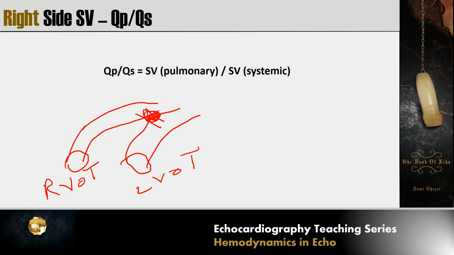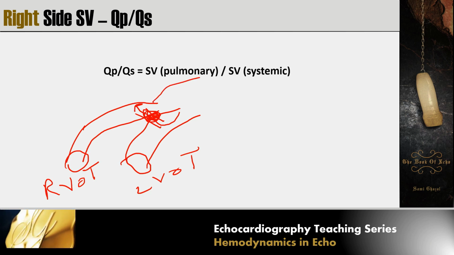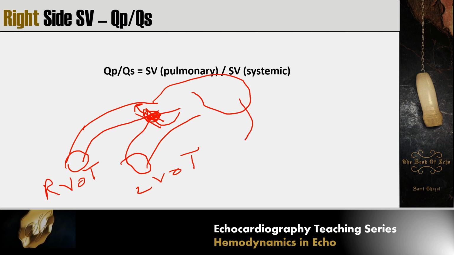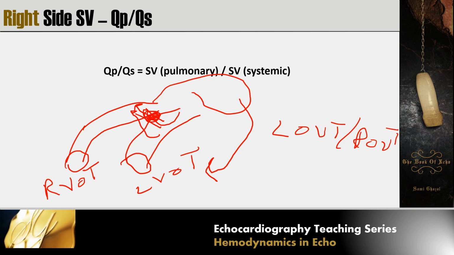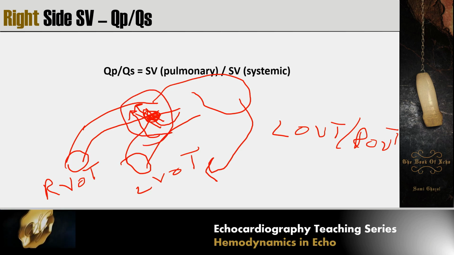So excess blood will shunt from the left side to the right side. It will go to the lungs, and from the lungs it will reach back to the LV. So now you will have more blood leaving the LVOT than leaving the RVOT, but it is still a left to right shunt, because the shunting site is distal to the site where we do our measurement.